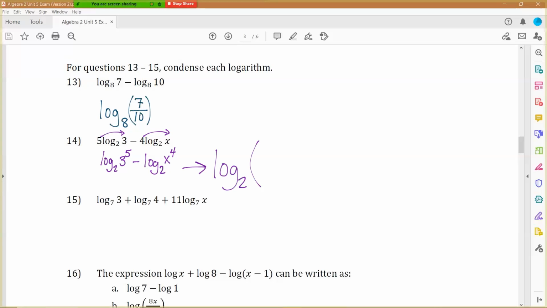So 1 log. Numerator comes from the first, which is 3 to the 5th. Denominator comes from the second log, x to the 4th. And you can leave that 3 to the 5th just the way it is. You don't have to compute 3 to the 5th. I'm just checking your skills on condensing.